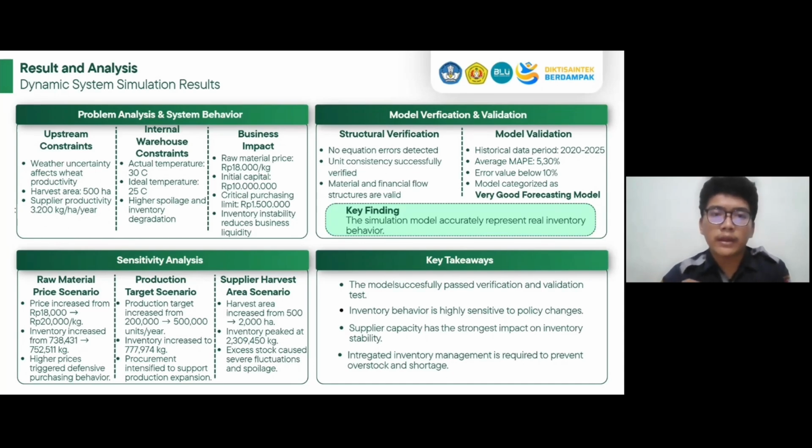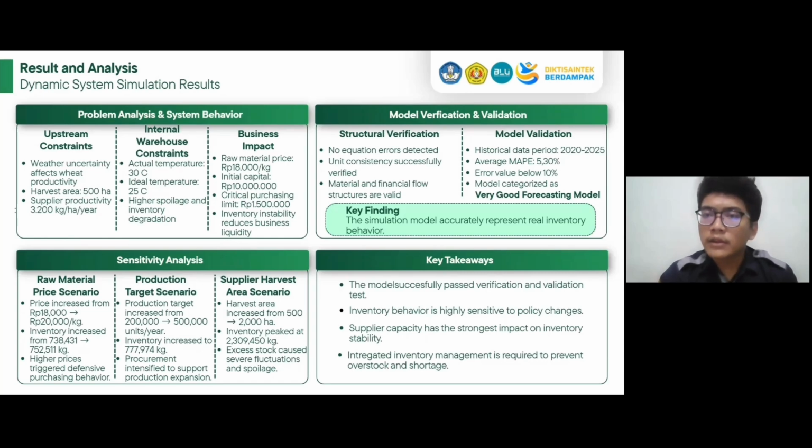Business impact: raw material price 18,000 per kilogram, initial capital 10 million, critical purchasing limit 1.5 million. Inventory stability reduces business liquidity. Model verification and validation: structural verification, equation error detected, unit consistency successfully verified, material and financial flow structures are valid.